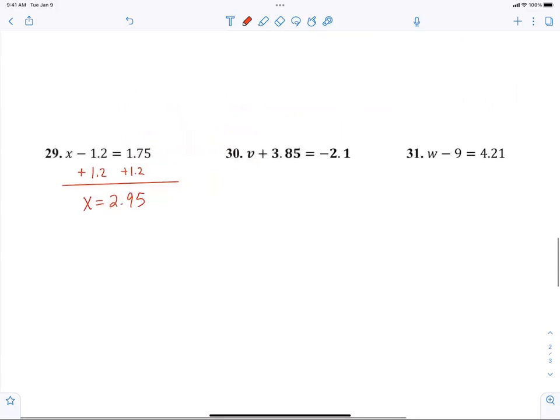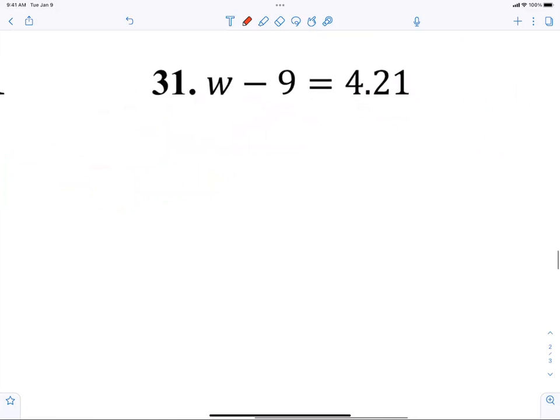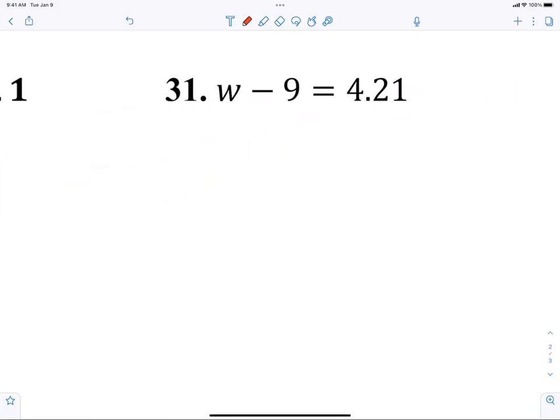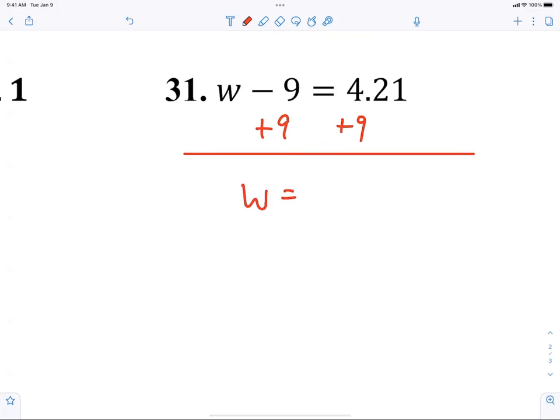All right, let's knock out 31. Okay, so for 31, Maggie, what am I going to do? Yes, you're just going to do +9. That's exactly correct. 13.21. Notice if you want, you can put 9.00.